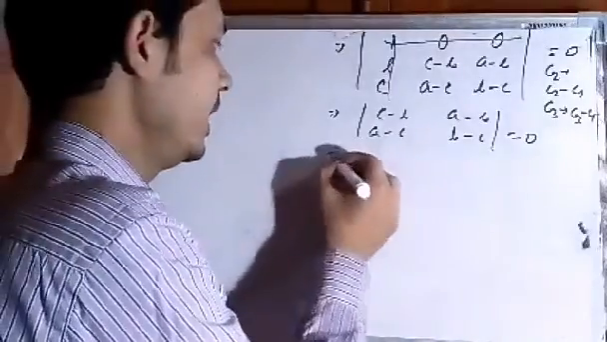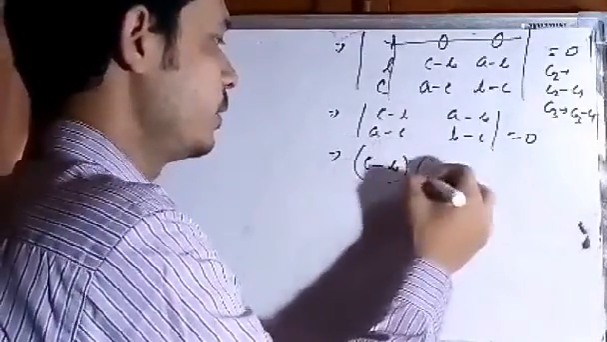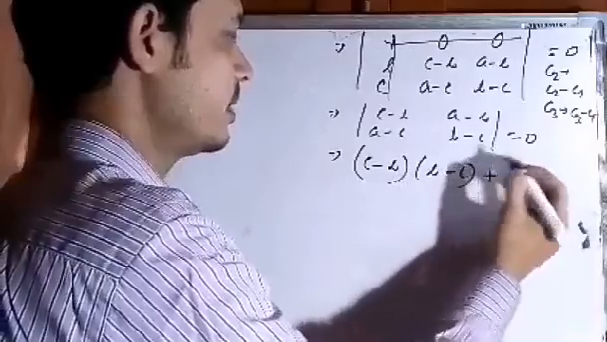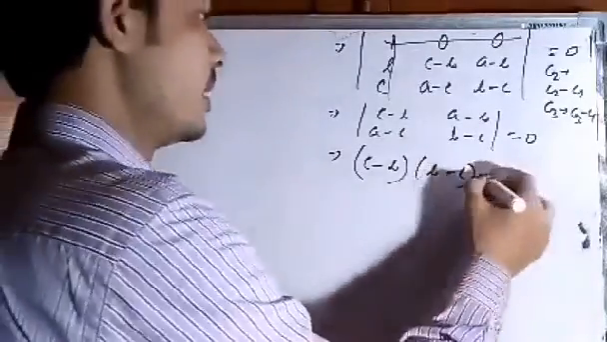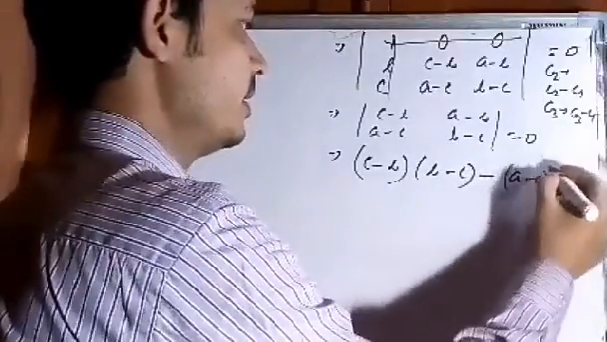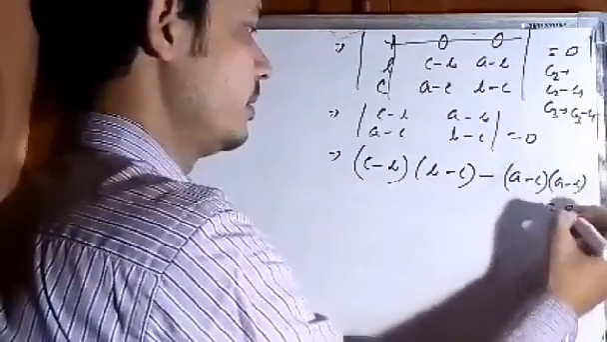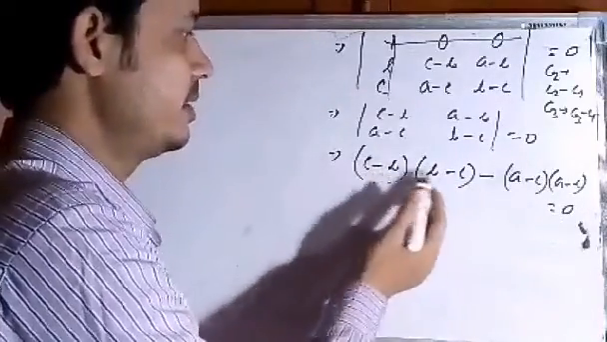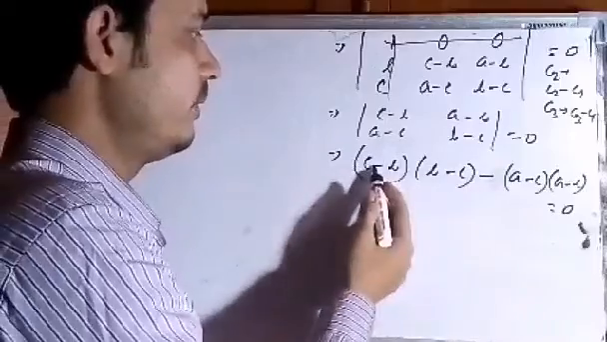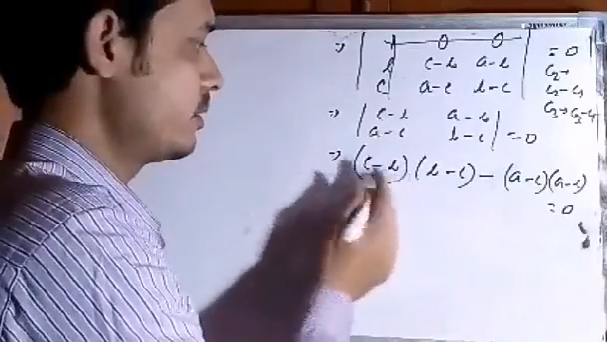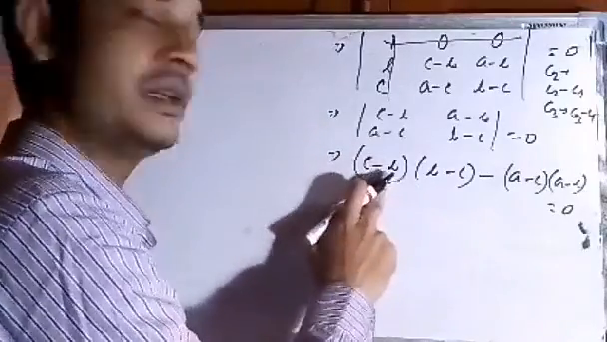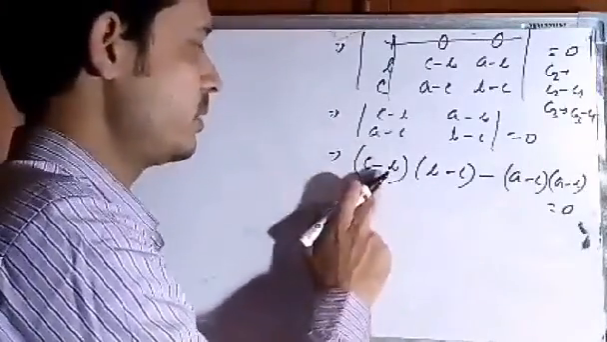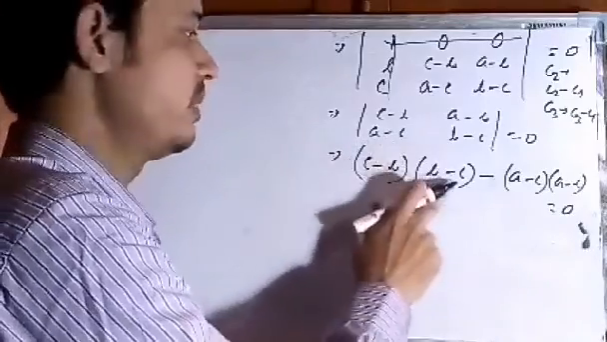So expanding, we have C minus B into B minus C, then minus, compulsory minus for the determinant, A minus C into A minus B, equal to 0. Now C minus B and B minus C, if we take minus common, then we have B minus C, because it is C minus B. So taking minus common, we will have B minus C whole square.